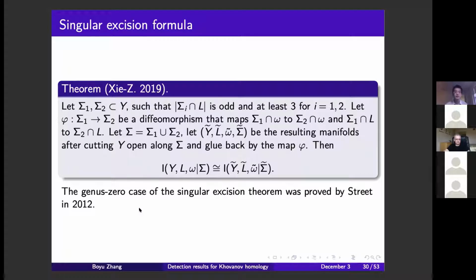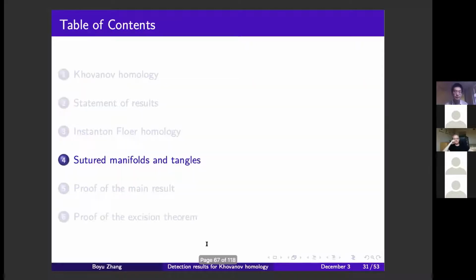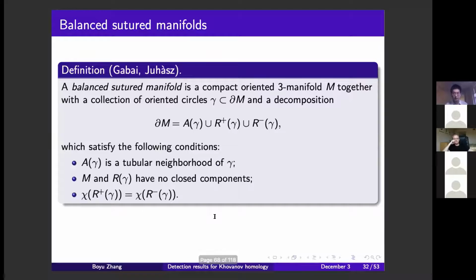And by the way, if sigma has genus 0, then this is actually a thesis project of an earlier student of Kronheimer, and it was proved by Ethan Street in 2012. Although I would say in Ethan's proof, the computation relies essentially on the genus 0 assumption, and his argument doesn't really work for the high genus case. So that was the first ingredient of the proof of those detection properties.